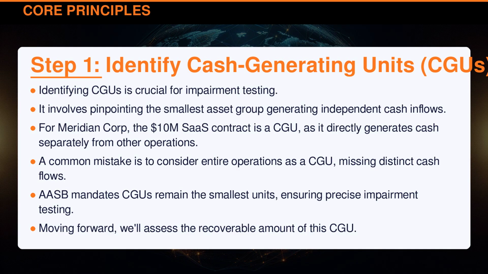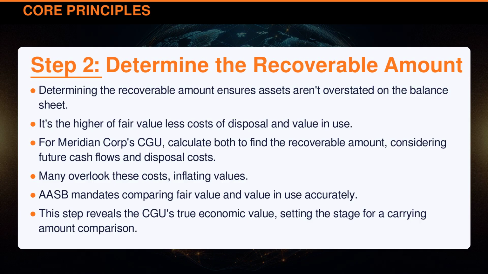Moving forward, we'll assess the recoverable amount of this CGU. Determining the recoverable amount ensures assets aren't overstated on the balance sheet. It's the higher of fair value less costs of disposal and value in use. For Meridian Corporation CGU, calculate both to find the recoverable amount, considering future cash flows and disposal costs. Many overlook these costs, inflating values. AASB mandates comparing fair value and value in use accurately. This step reveals the CGU's true economic value, setting the stage for a carrying amount comparison.